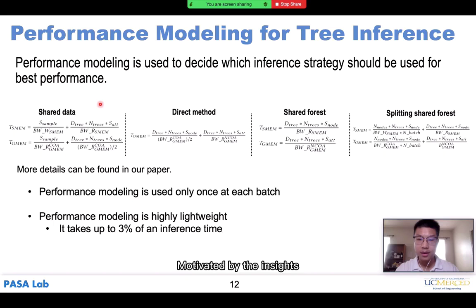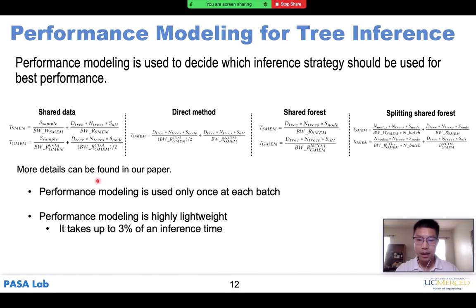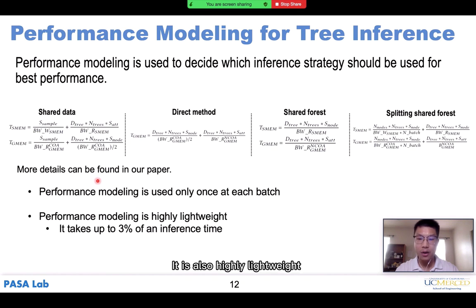Motivated by these insights, we use performance modeling to decide which inference strategy should be used for best performance. The detailed performance models are listed below, and you can get more explanation from our paper. Besides, the performance modeling is used only once for each batch. It is also highly lightweight and only takes up to 3% of the inference time.